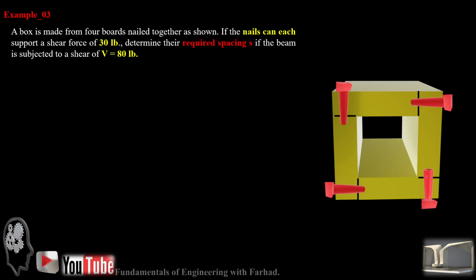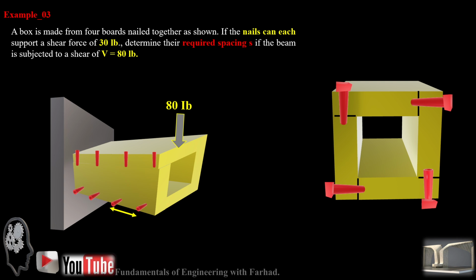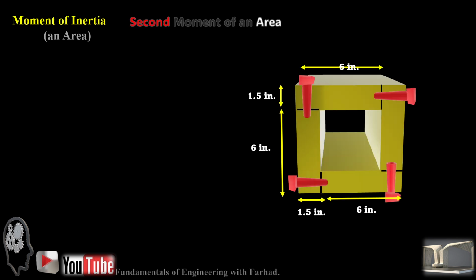Another visual example of a calculation of first moment of an area would be a nailing example for a hollowed cantilever beam handling a concentrated load at the free end. So for this case, first of all, if you want to calculate the second moment of an area or moment of inertia, you can consider this shape like the hollow shape first.